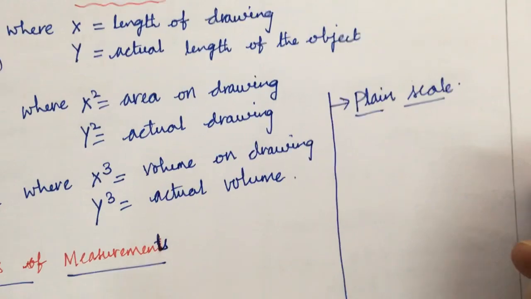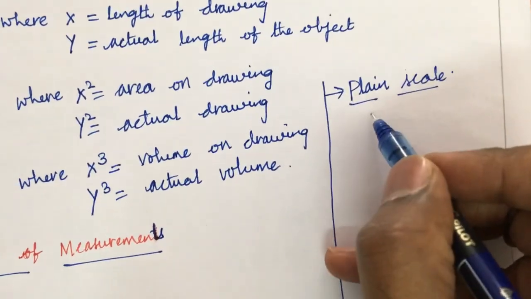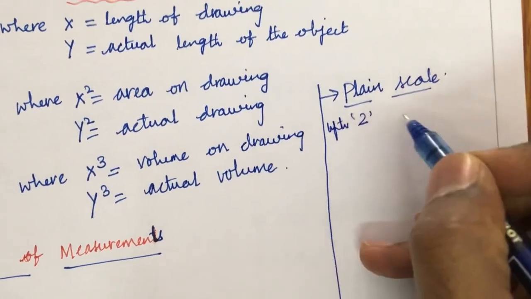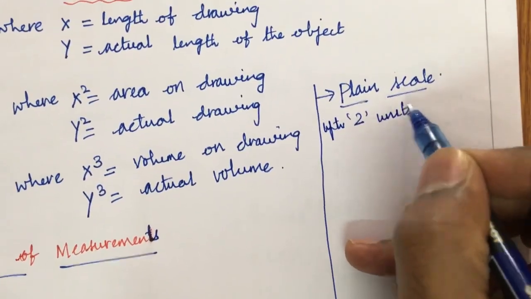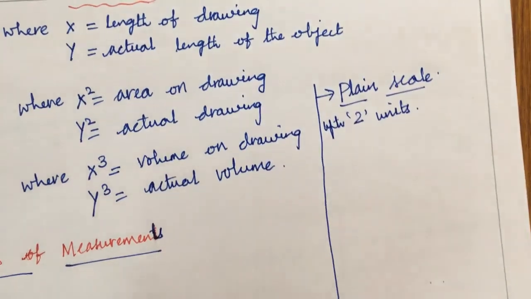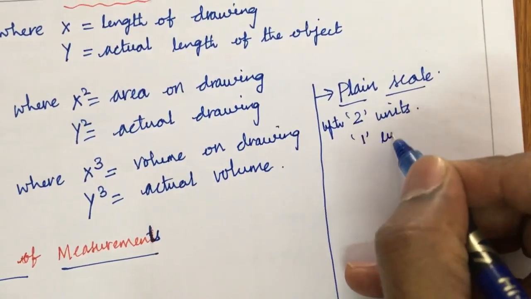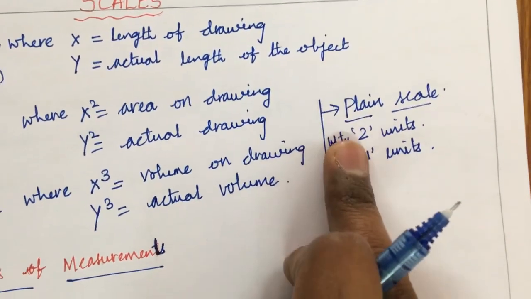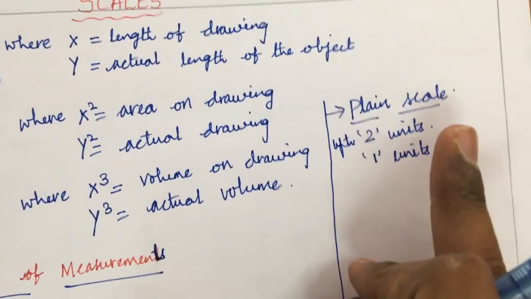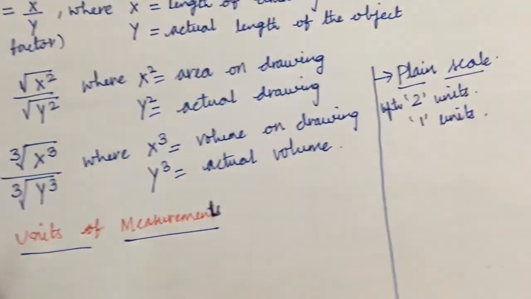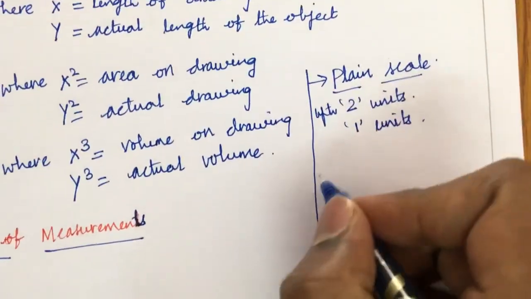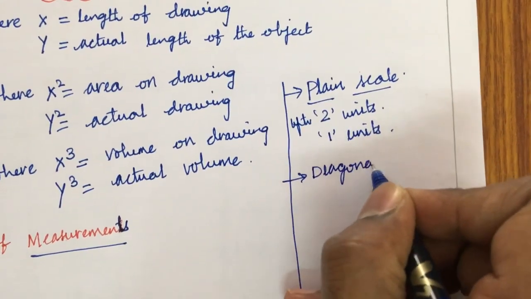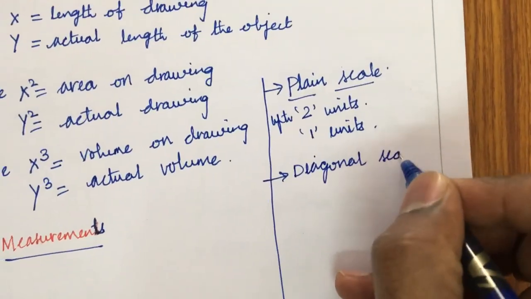Please do concentrate. A plane scale is a scale which can read or measure only up to 2 units, or a single unit, 1 unit, or it can read a maximum of 2 units. The units may be the similar unit or the next consecutive unit. What are the consecutive units? I am going to discuss here for you. And later we have another scale as per the concepts, that is the diagonal scale.